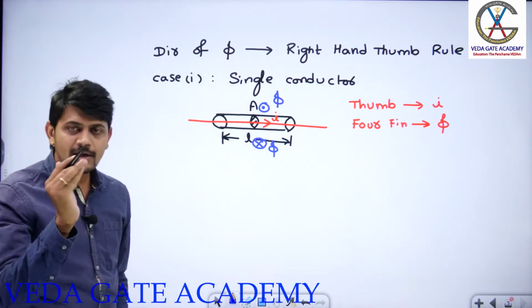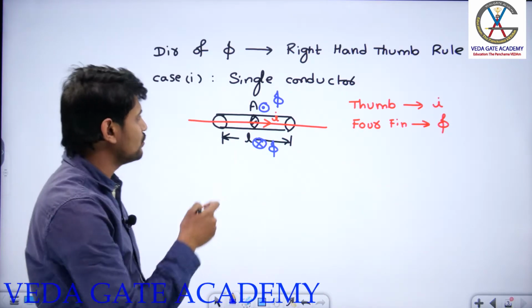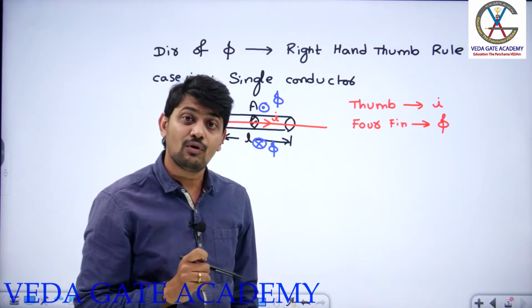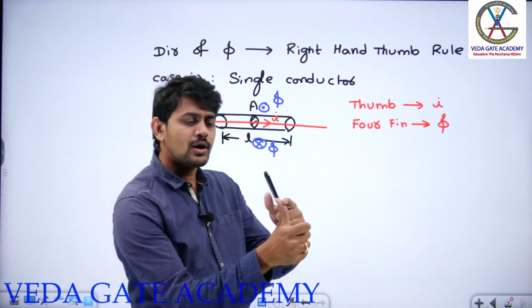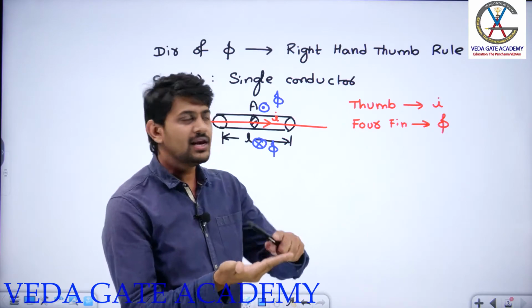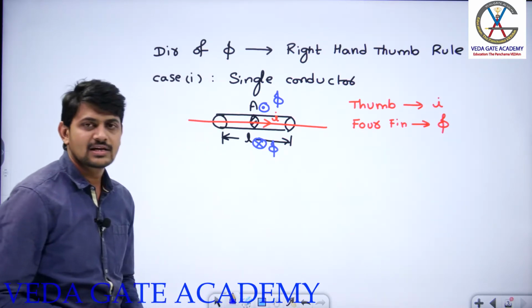Again, I am stressing, my dear friends: whenever you are dealing with a single conductor, you need to use the thumb to represent the direction of current, whereas the remaining four fingers are used to represent the direction of flux lines.